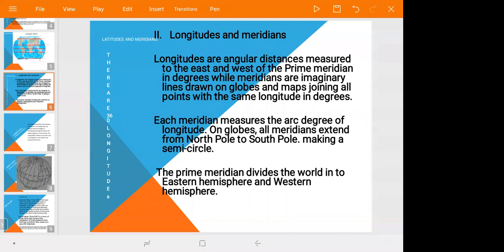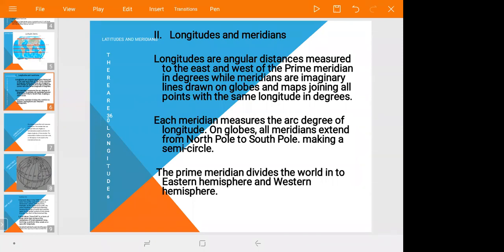So longitudes are angular distances measured to the east and west of the prime meridian, or we say the Greenwich meridian, the 0 degree. It joins all places with the same longitude. If places have the same longitude, they are joined by a line, the line of longitude, or meridian. A meridian is the line that is drawn from north to south, or south to north. So the line is the meridian.